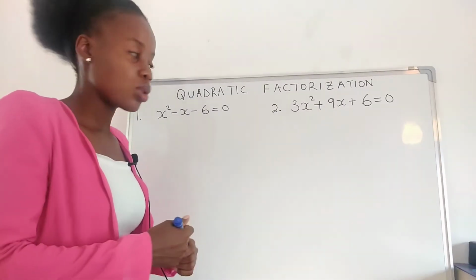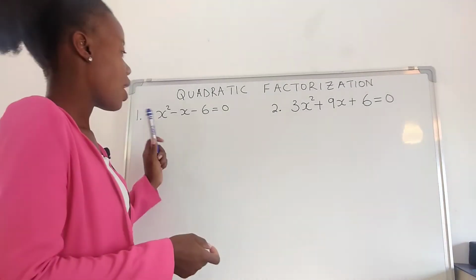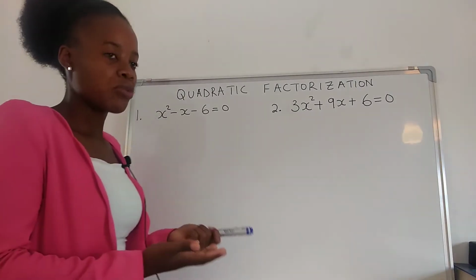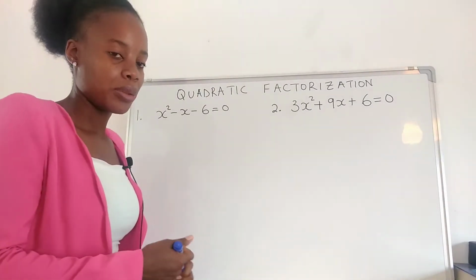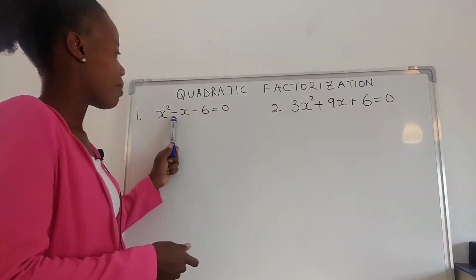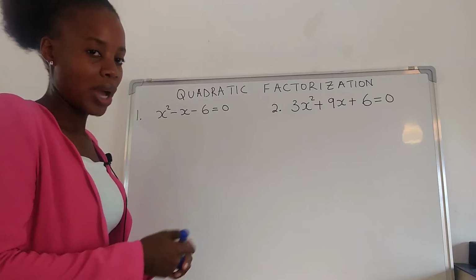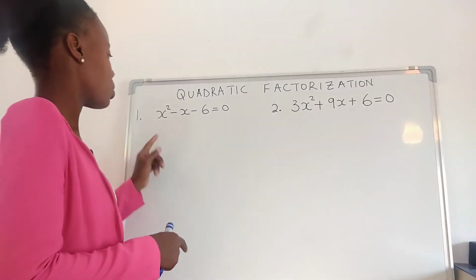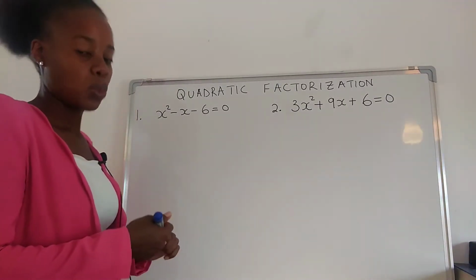So I'm going to teach you when the coefficient of x squared is 1 and when the coefficient of x squared is not 1. Okay, so let's start with number 1. Number 1, we have x squared minus x minus 6 equals to 0. This one, the coefficient is 1.